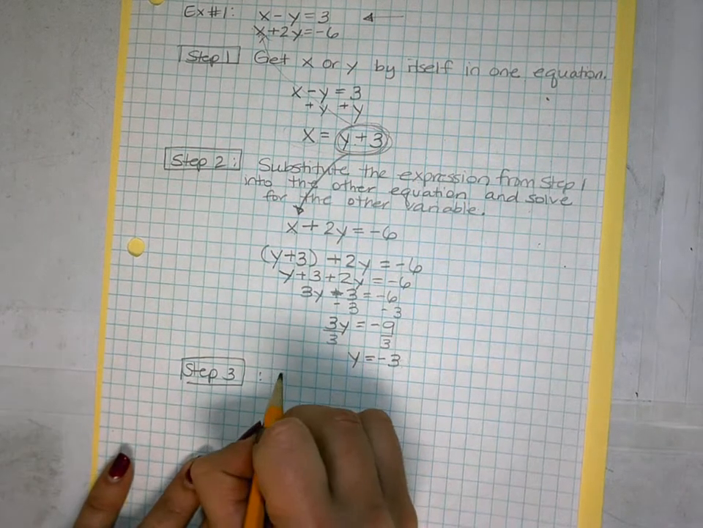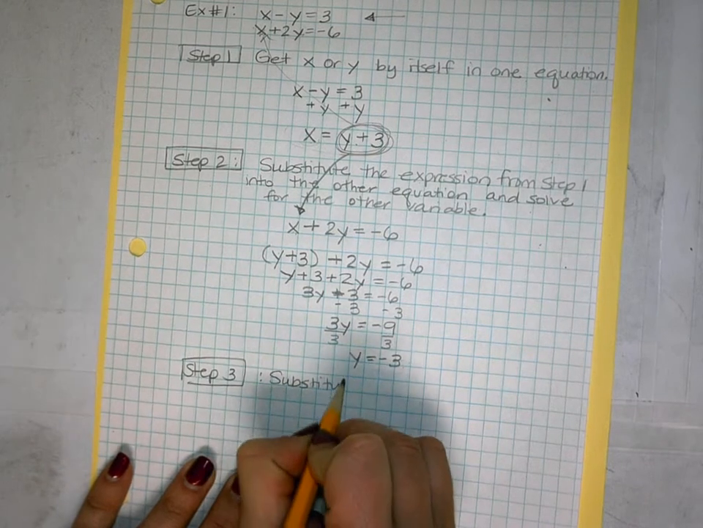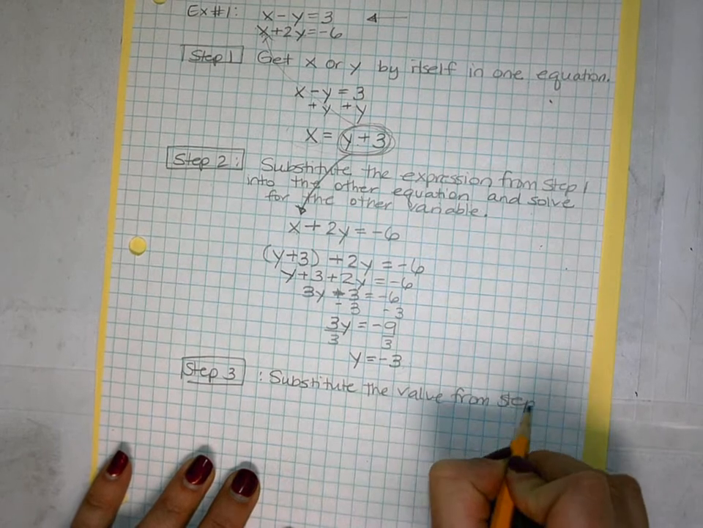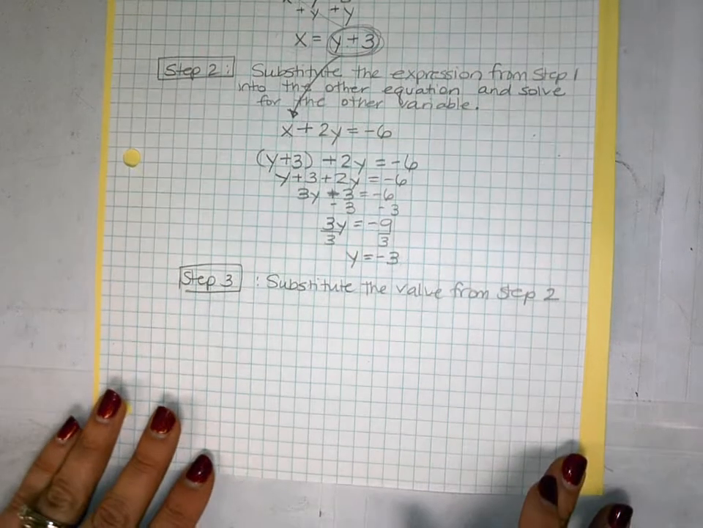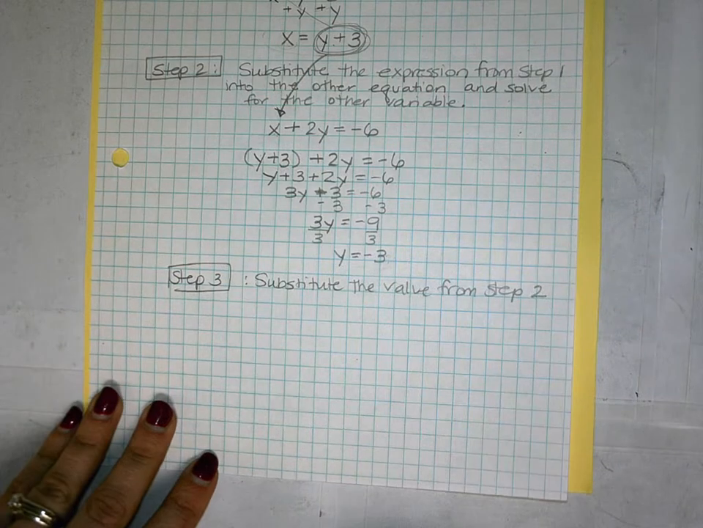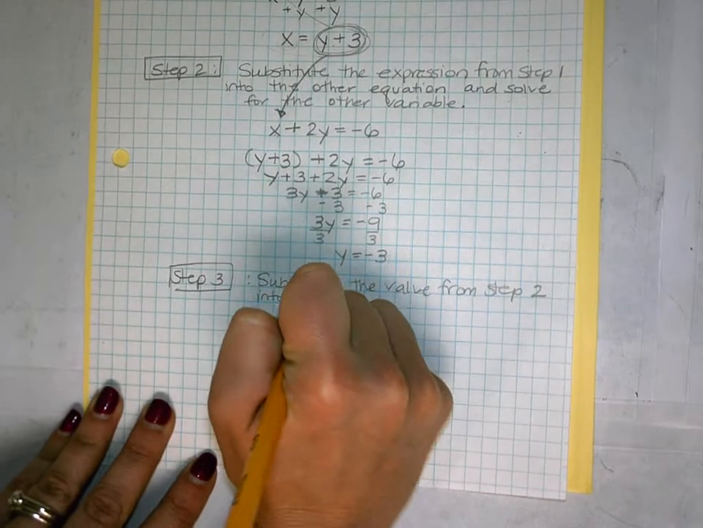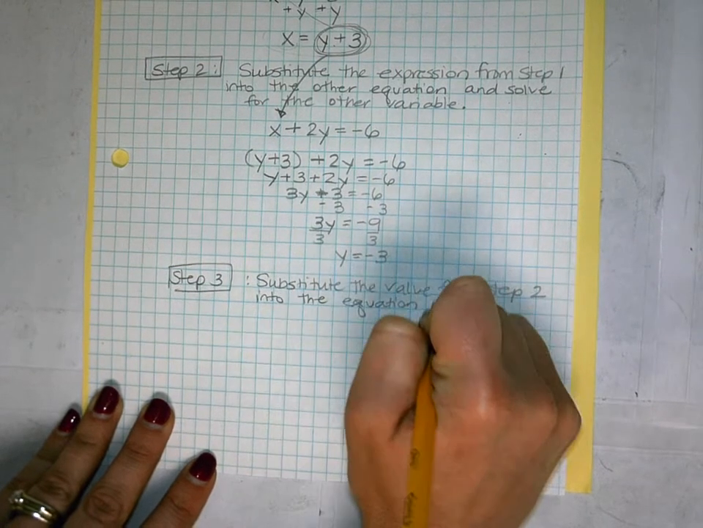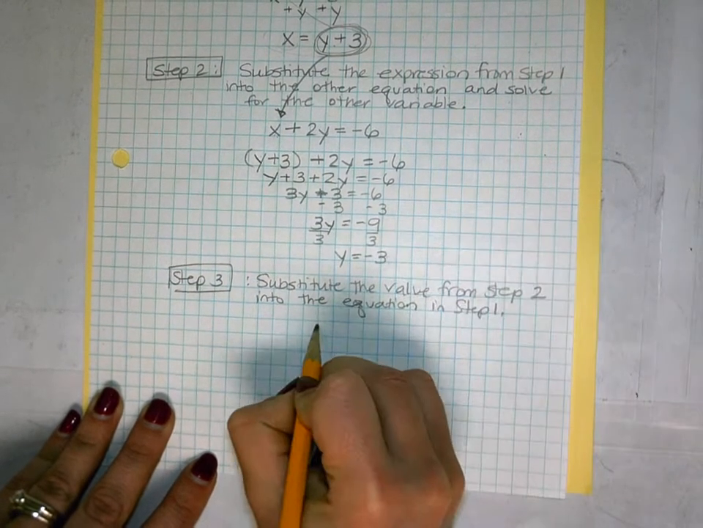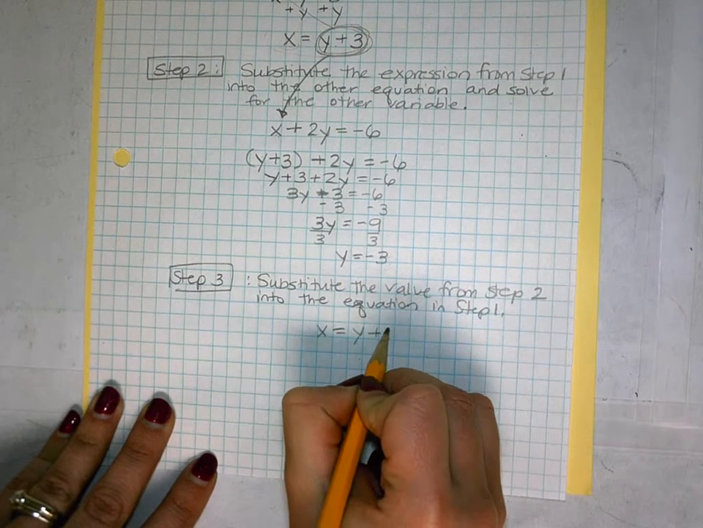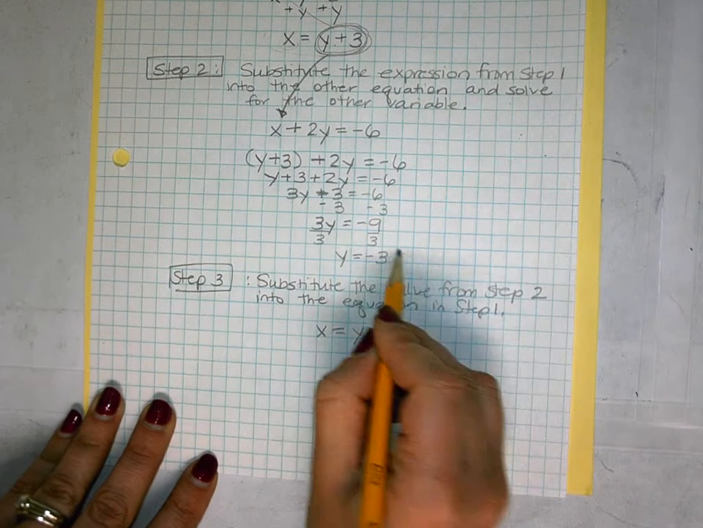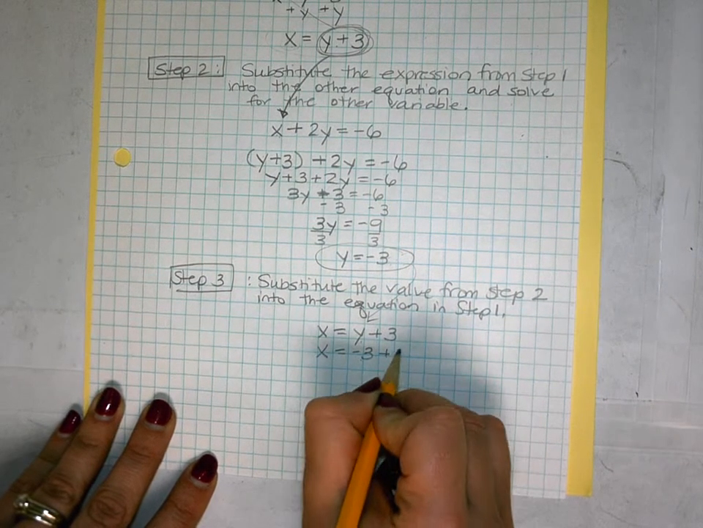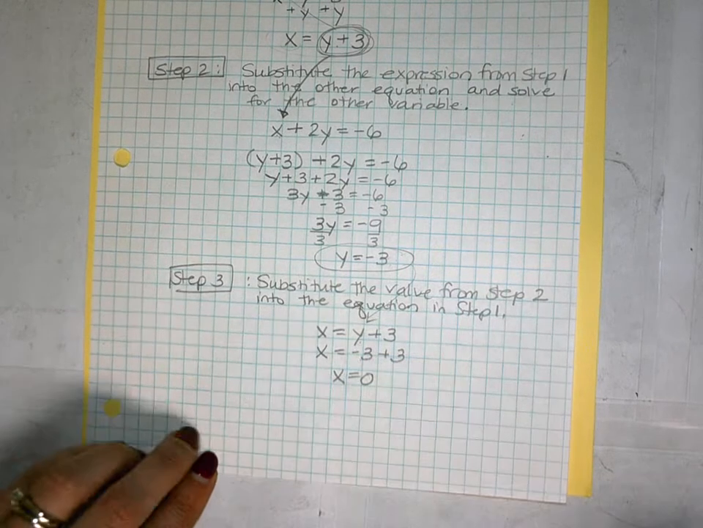So let's write that in words. I'm going to say substitute the value from step 2 into the equation, because this is the equation in step 1. So I had this equation in step 1. I know that y equals negative 3, so I'm going to plug in negative 3 for y, and I get that x equals 0.